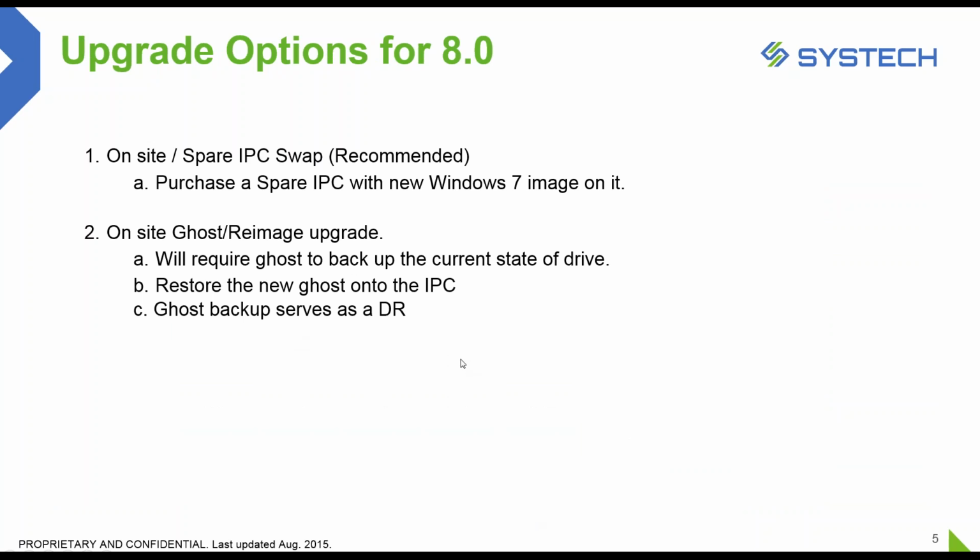The upgrade options for 8.0. We have a lot of customers that are already on our current IPCs, IPC2 to be exact, and they are looking to do an upgrade. So what do they do? We actually have a FAQ page, frequently asked questions, on SharePoint, so I'll point to that page right after I go over this. But we really have two approaches that we are currently supporting.